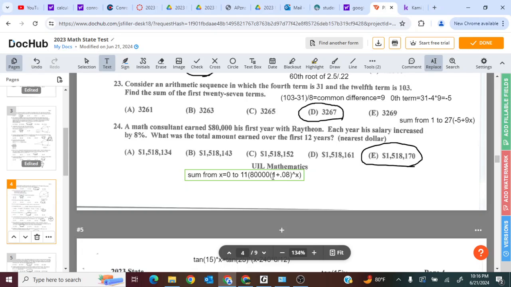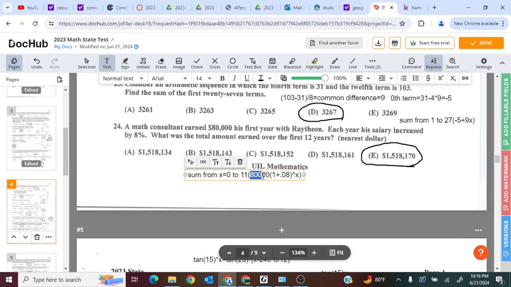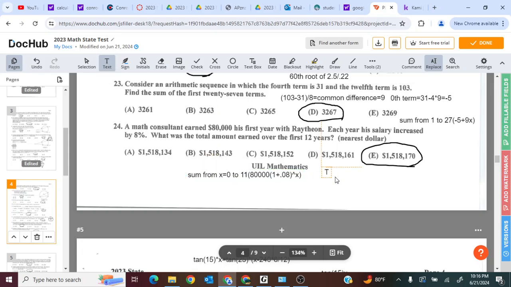Okay, so I guess I should explain it. Basically, each year his salary is 80,000 times 1.08 raised to the power of however many years he's done it, which represents the salary increase. So you simply do the sum of x equals 0 to 11 for his first 12 years. Because he earns 80K his first year, it would kind of be x equals 1 to 12, but that would be annoying to go to the 0th year. So yeah, just 0 to 11.